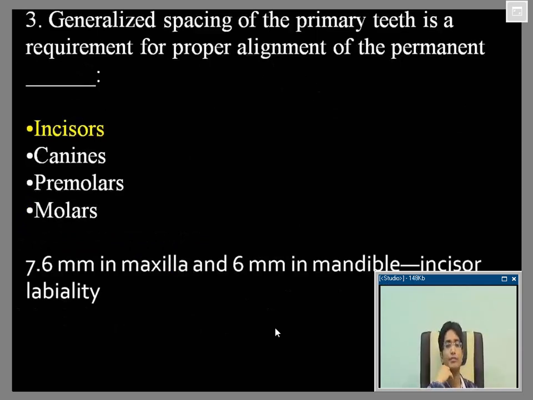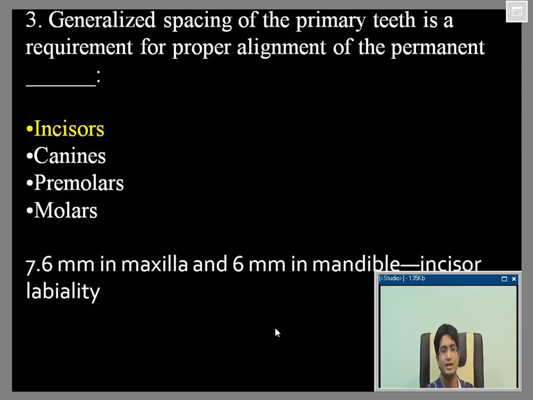The third question is, generalized spacing of the primary teeth is a requirement for proper alignment of permanent. The answer is incisor, because the term you will usually hear is incisor liability. You will hear of that in development of occlusion, when there is a transition from the decidual dentition to the mixed dentition stage. The eruption of the permanent incisors, which are slightly bigger in size compared to the deciduous incisors.